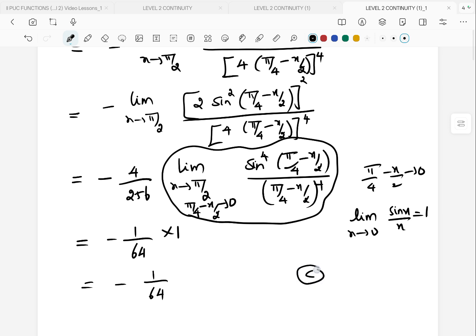So the value of f of pi by 2, assuming that the function is continuous at x equal to pi by 2, is nothing but minus 1 by 64. So the correct option is C.